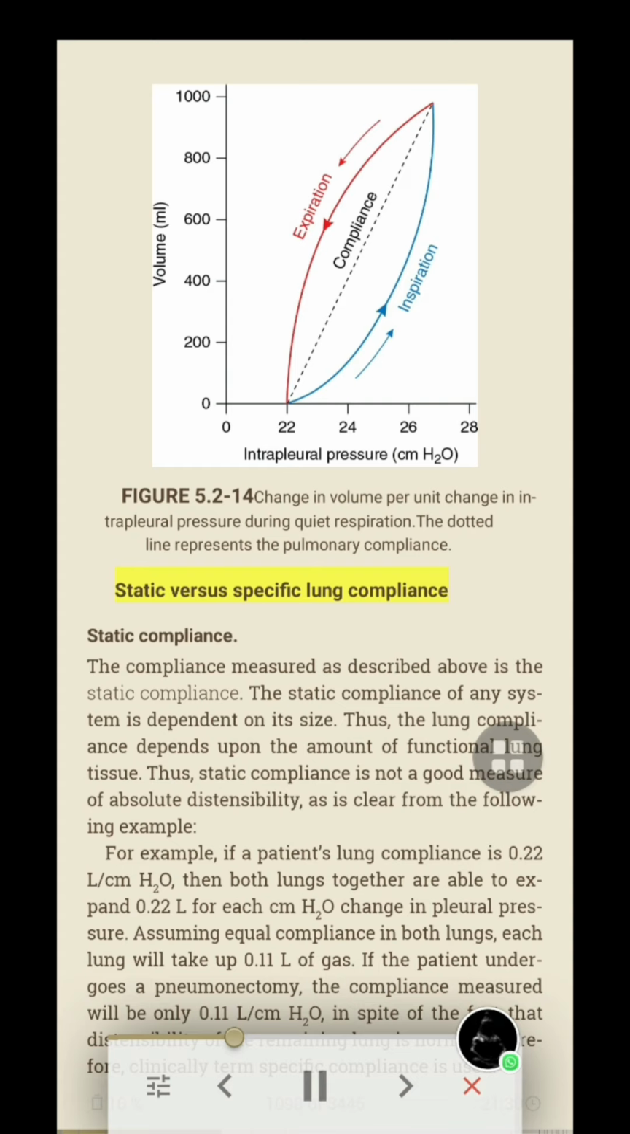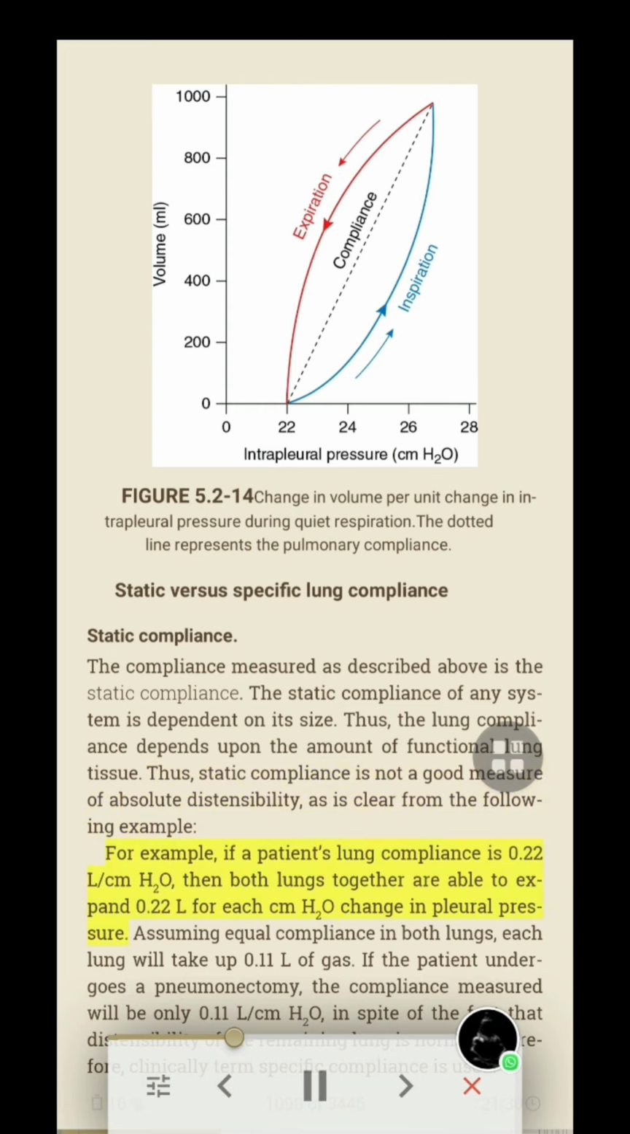Static versus specific lung compliance. Static compliance: the compliance measured as described above is the static compliance. The static compliance of any system is dependent on its size. Thus, the lung compliance depends upon the amount of functional lung tissue. Thus, static compliance is not a good measure of absolute distensibility, as is clear from the following example.